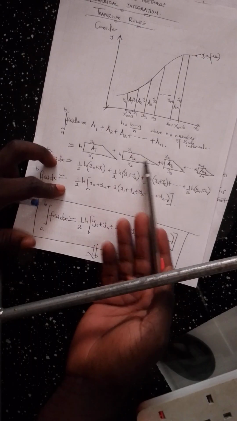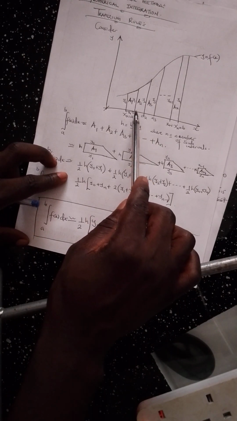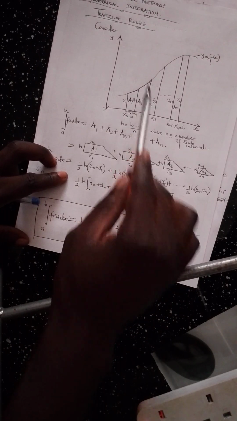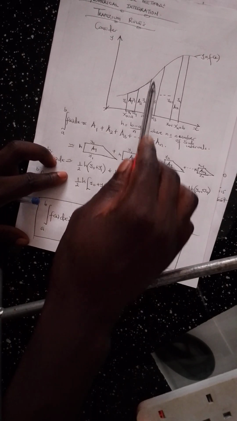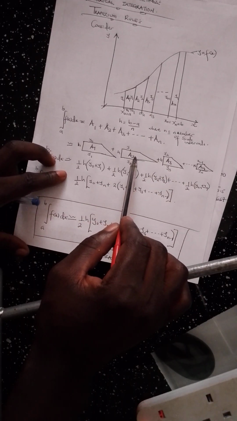So this is our A2. A2 is this one. It runs from here up to here, but from here up to there it is H. From here to there it is Y1. From here up to there it is Y2. So that is the structure of the second trapezium.